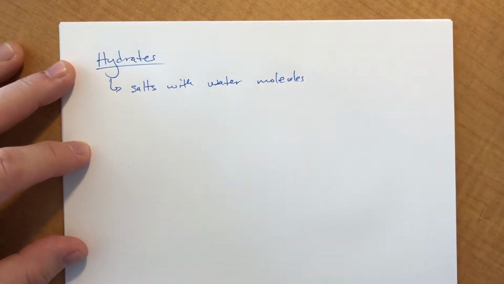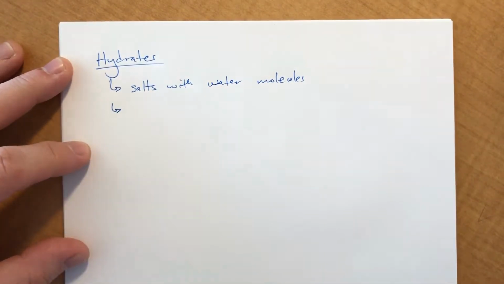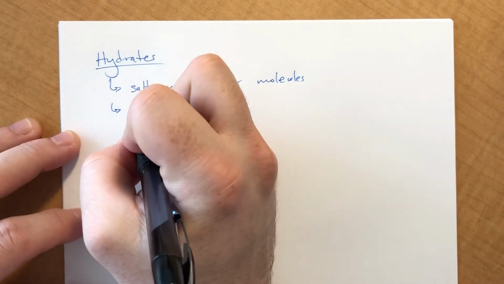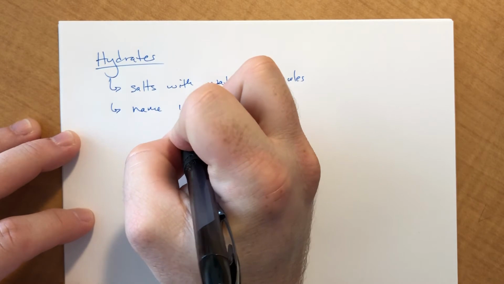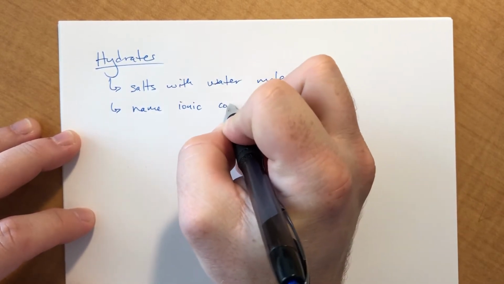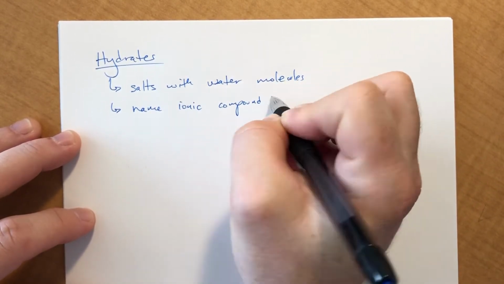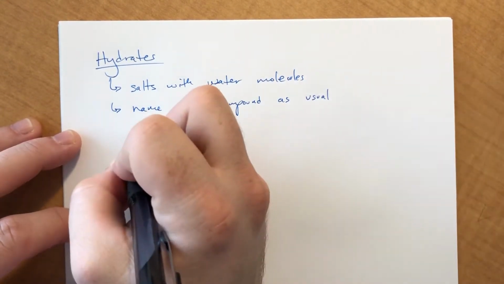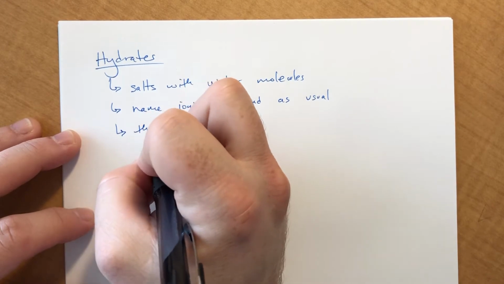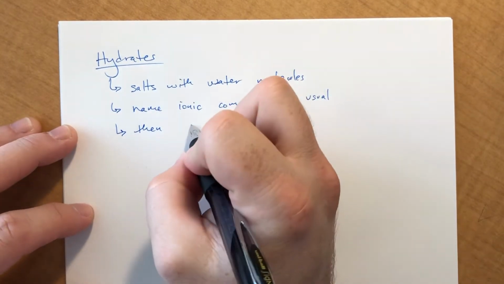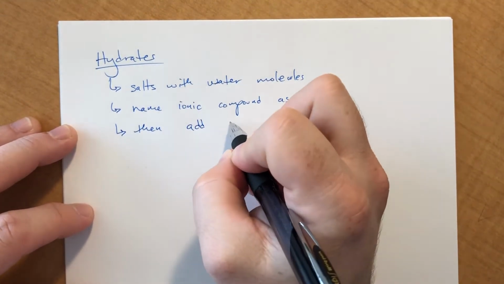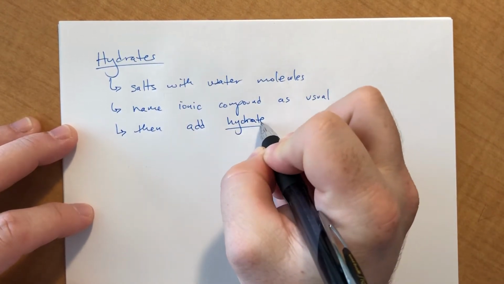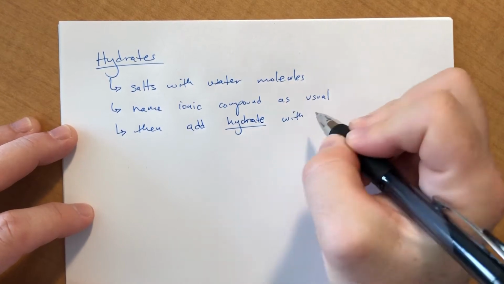So the way it works is essentially you name the salt as you normally would. So name the ionic compound as you normally would. So none of that ionic compound stuff has gone away yet. And then what you do is you add the word hydrate with a prefix.